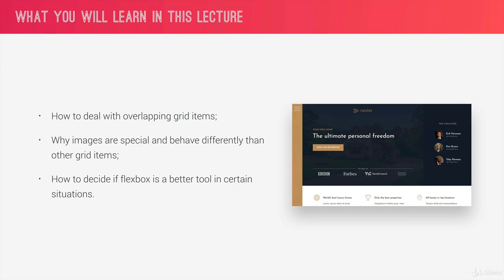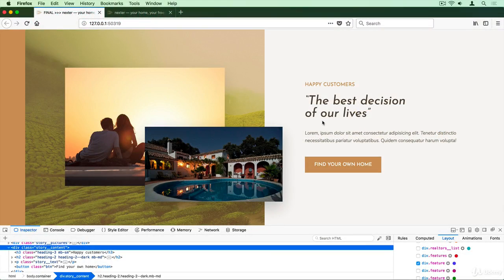And so by building this section, you're gonna learn how to deal with overlapping grid items, why images are special and behave different than the other grid items, and also how to decide if Flexbox is a better tool than CSS Grid in certain situations. Okay, so this is the final result that we're looking for in this section.